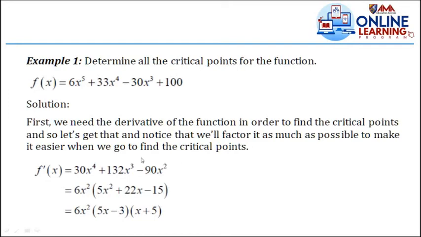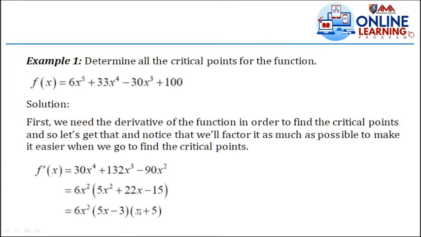Since x is common to all three terms, and the lowest exponent is 2, we're going to take that as the common factor. And also we have 6 for the numerical value. So the common factor is 6x squared multiplied by 5x squared plus 22x minus 15. 6 times 5, 30x to the 4th. 6 times 22, we have 132x cubed. 6x squared times 15, we have 90x squared.